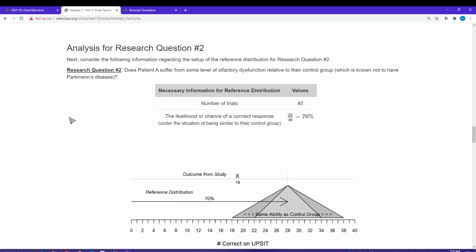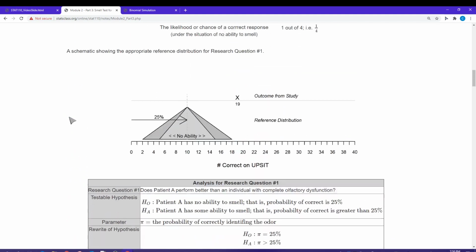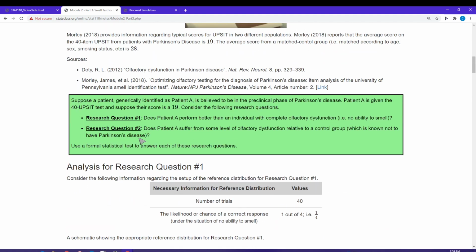Okay, let's now consider research question number 2. Research question number 2 was, does patient A suffer from some level of smell dysfunction relative to the control group? And that control group is known not to have Parkinson's disease.